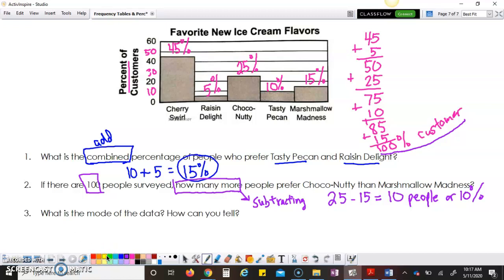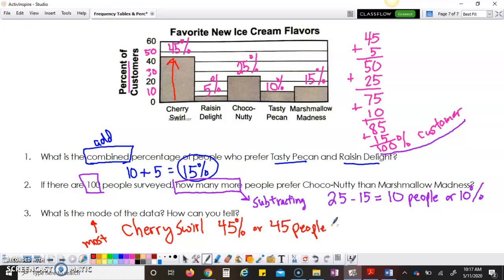And then last question that you could be asked is, what is the mode of the data and how can you tell? Remember, mode means what? Did you say most? Because if you did, you're awesome and you're amazing and you're correct. What is the mode of the data? That means which flavor appears the most or which flavor was voted on the most. And in this case, it would be Cherry Swirl, because the bar is the tallest. It's the biggest one up there. And because the number is biggest, so 45%, or in this case, 45 people, is more than the rest of the other flavors that appear on this graph.